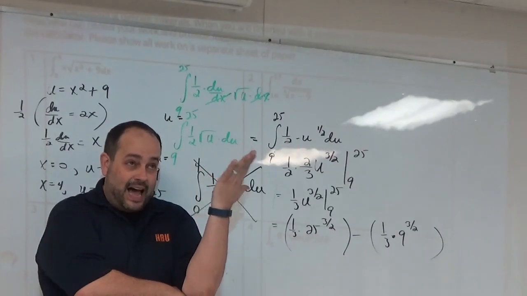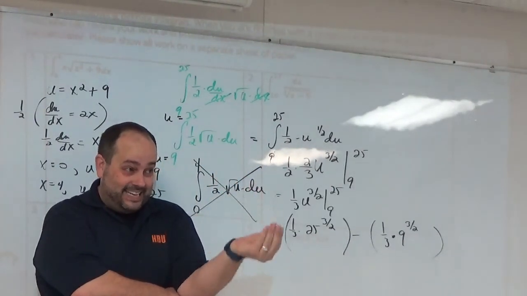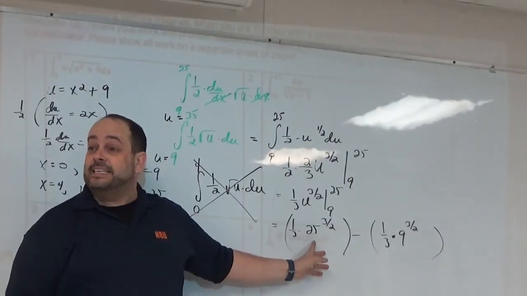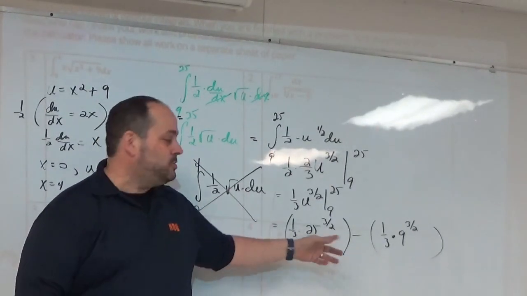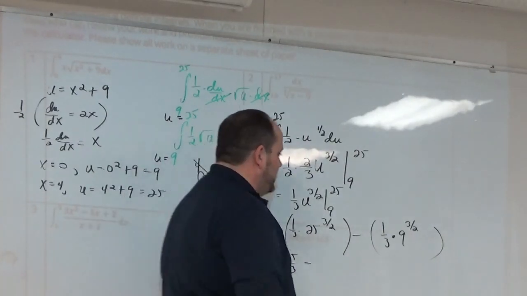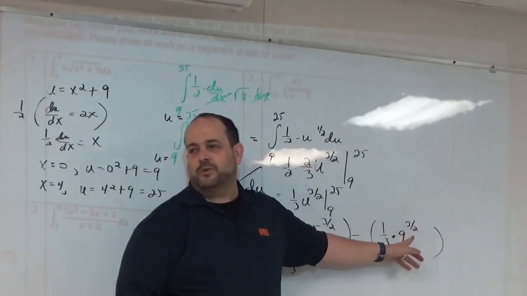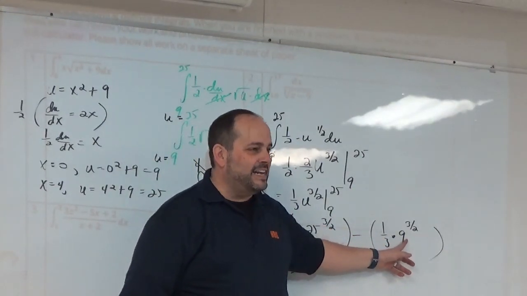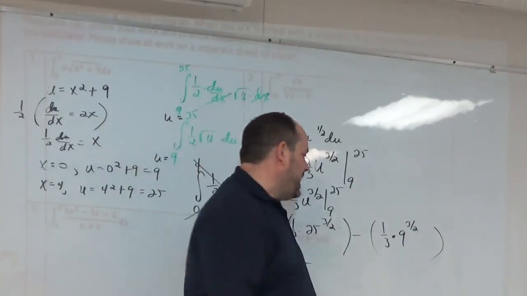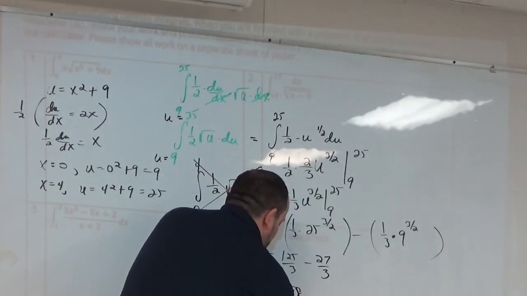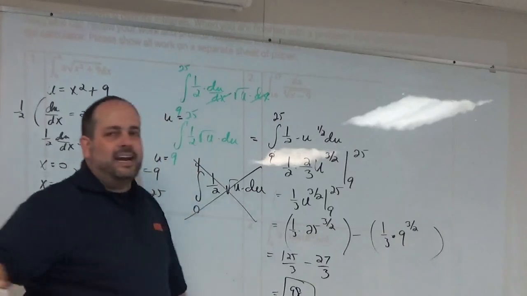125. Gonzalo Avalos, class of 2018 at Southwest. Don't make me shame you on camera. 5 cubed is not 15, it's 125. So 125 over 3. 9 to the 3/2, square root of 9 is 3. 3 cubed is 27. I think he said 11 this time. It's so bad. If you subtract those, 98 over 3.